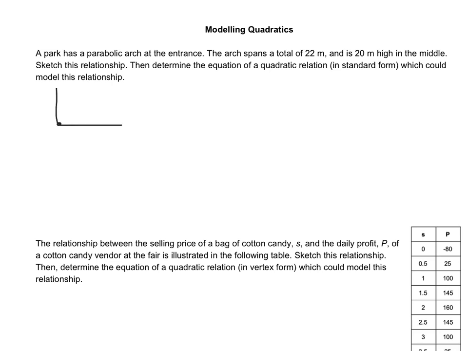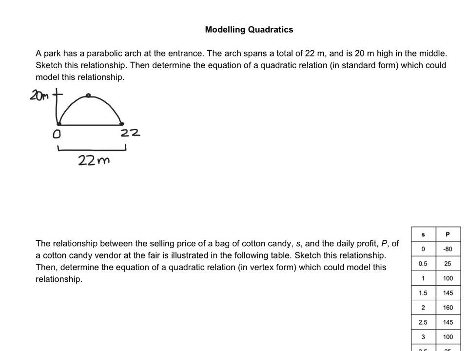So we can say that the base of the arch is at the origin because it didn't specify anything else, and there's my arch. The distance between the two bases is 22 meters. So if I'm making one of my zeros at 0, then the other one would be at 22. It also says that the maximum height is 20 meters. So right here, we have 20 meters for where our vertex is.